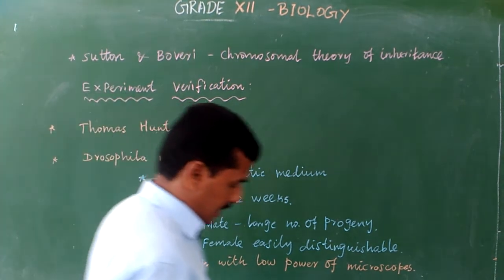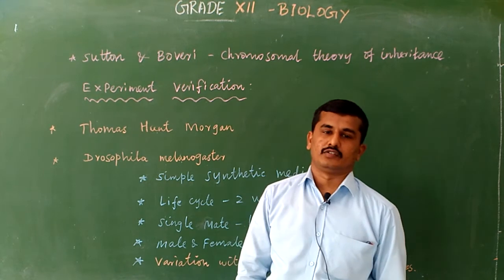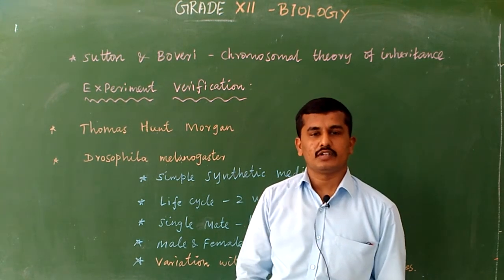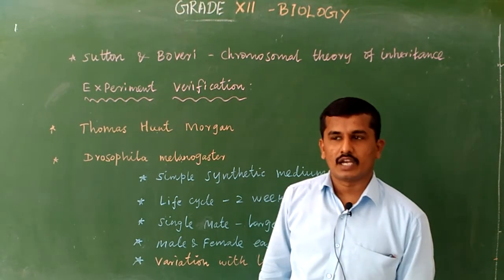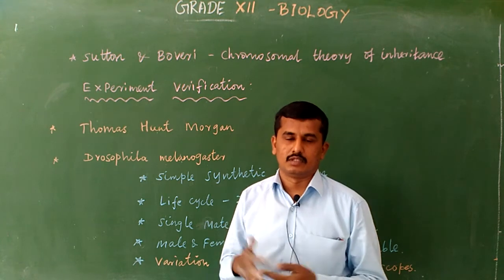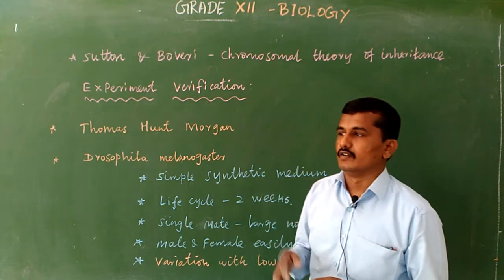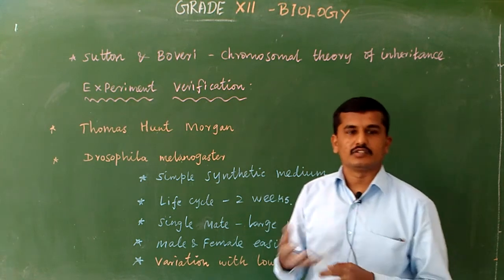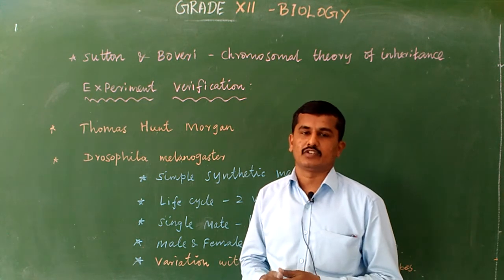Then Mendel only formulated the principles of inheritance. In these principles of inheritance, there are the law of dominance, the law of segregation and the law of independent assortment. Then after Mendel, various scientists discovered chromosomes and other structures present inside the nucleus.